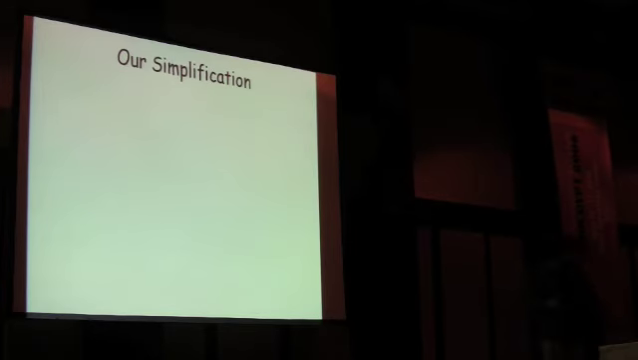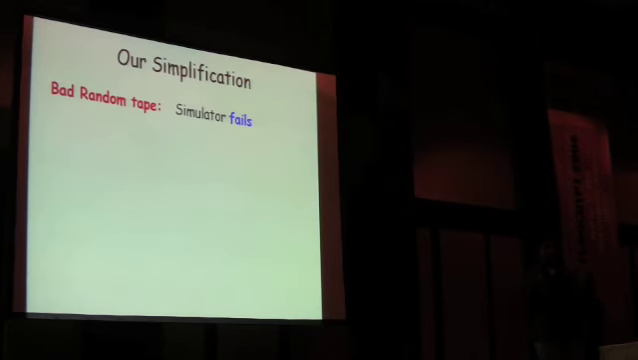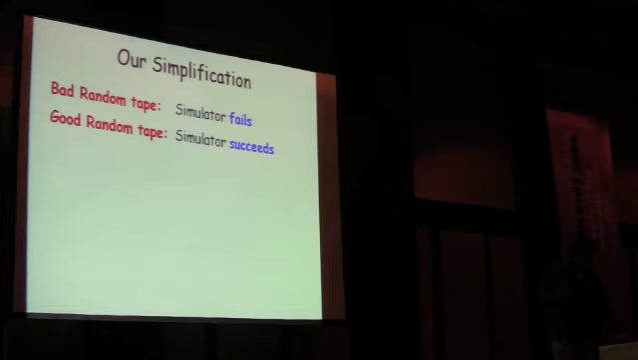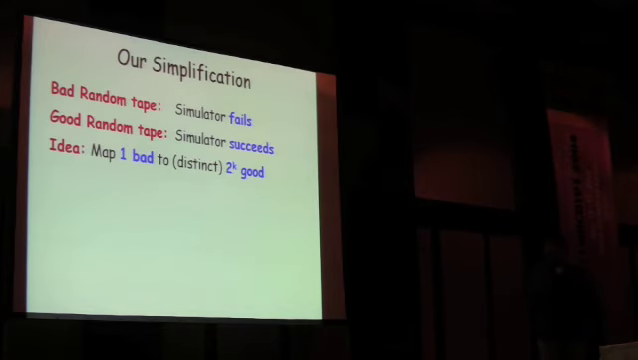But let me just give what's our first simplification. For that, I should tell what the analysis by PRS for the KP simulator was. The high-level idea is that they call a random tape on which a simulator fails a bad random tape, and one on which the simulator succeeds in generating a view a good random tape. They show that they map one bad tape to 2^k distinct good tapes. In this way, they show that the probability that the simulator fails is 1 over 2^k, and since k is order log n, it's going to be negligible.